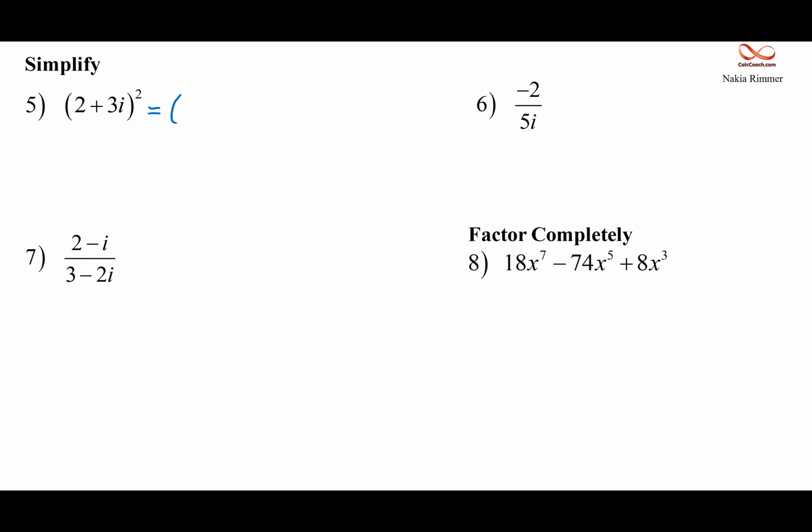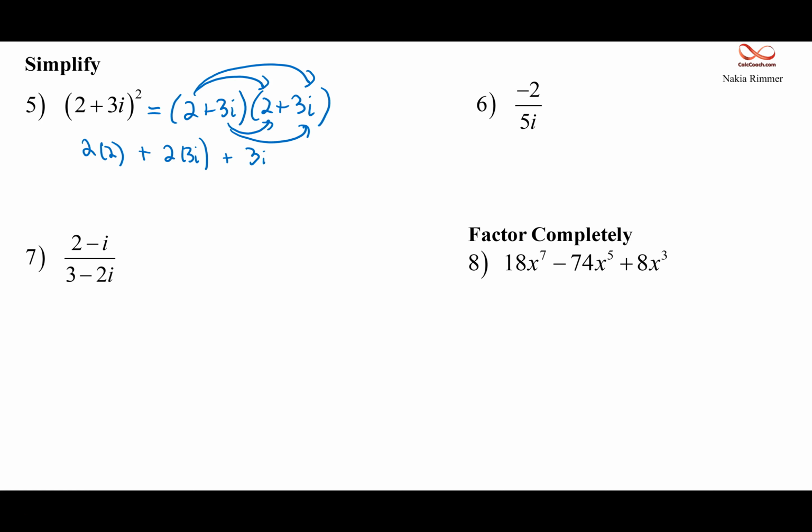Squaring a number is multiplying it by itself. If it's a binomial, we can use the acronym FOIL again. First, 2 times 2. Outer, 2 times 3i. Inner, 3i times 2. Last, 3i times 3i. We get the 4, a 6i, another 6i, no cancellation like in the last one. And then here once again is our 9i squared.